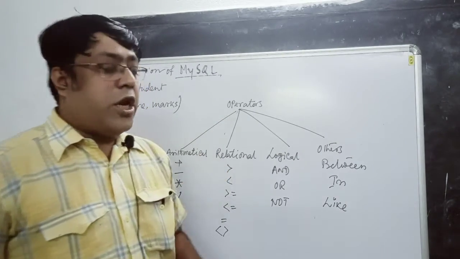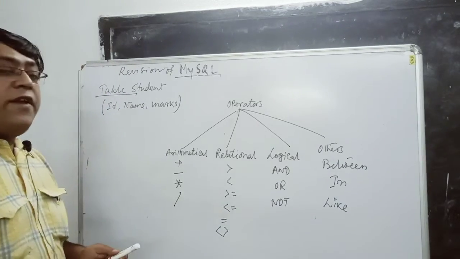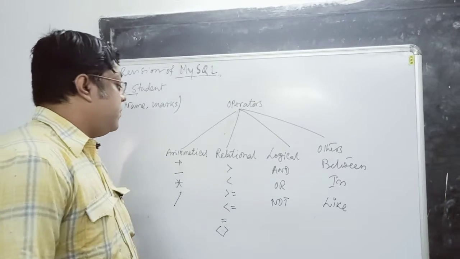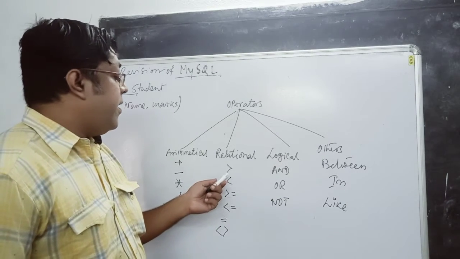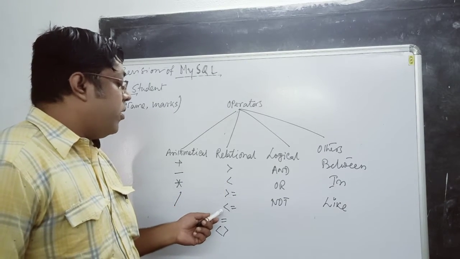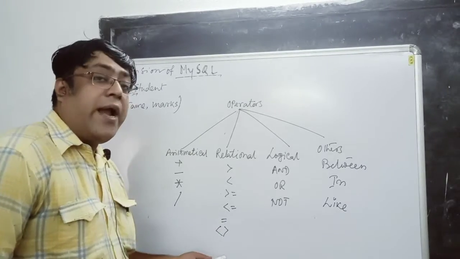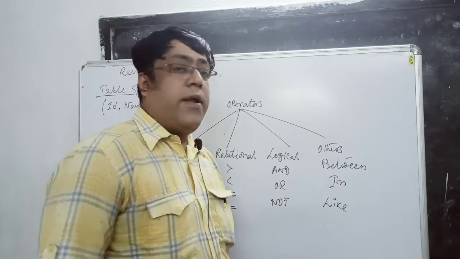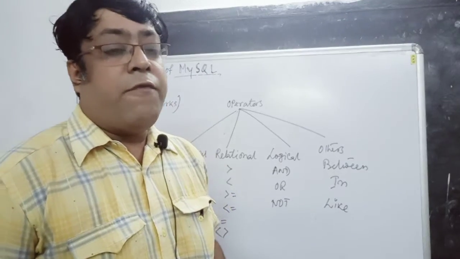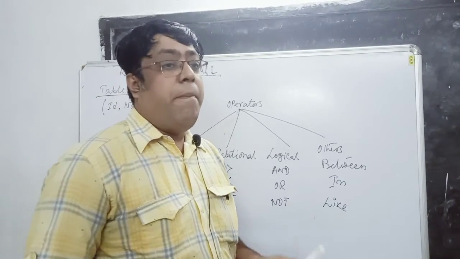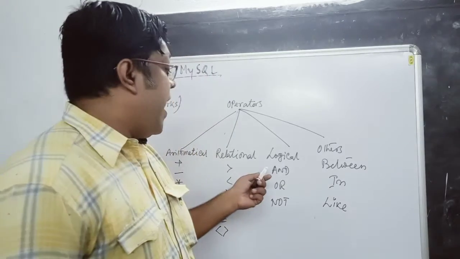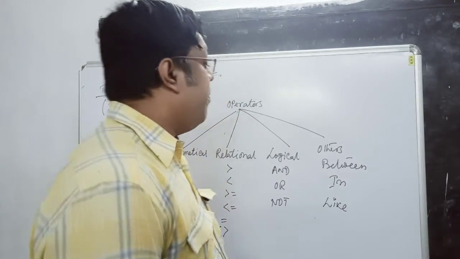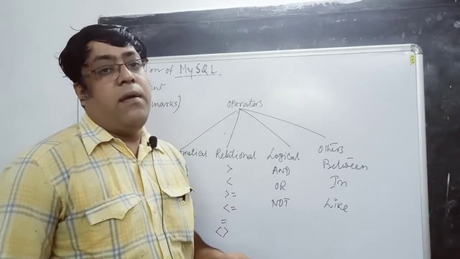Next one is the relational operator. The relational operator maintains the relation between two variables: greater than, less than, greater than equal to, less than equal to, and not equal to. The logical operator performs logical operations based on logic: and, or, and not, and other operators like between, in, and like.